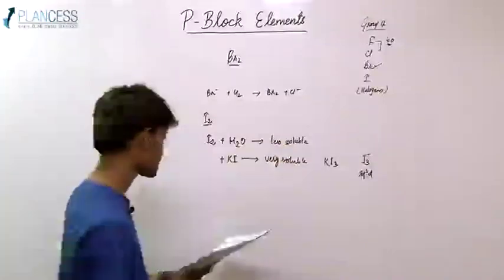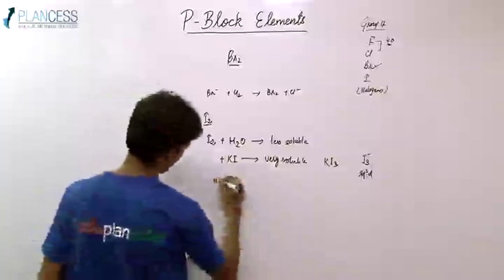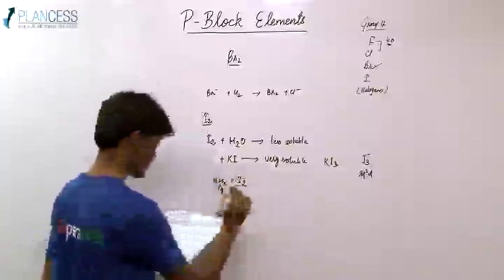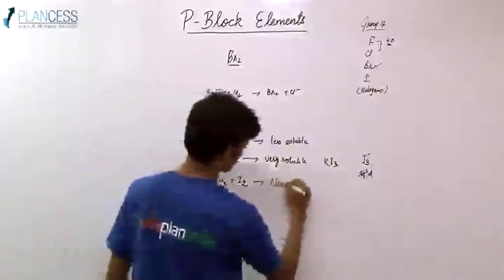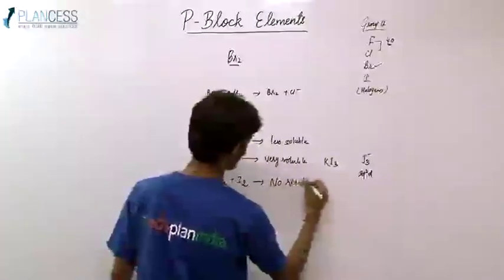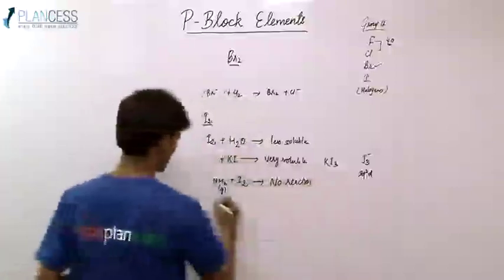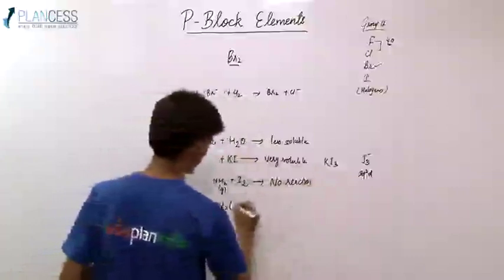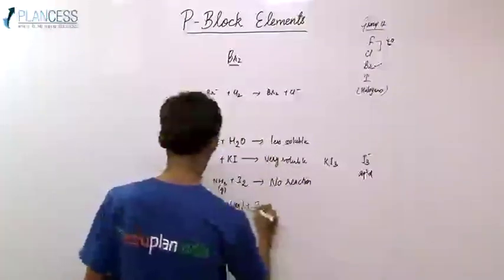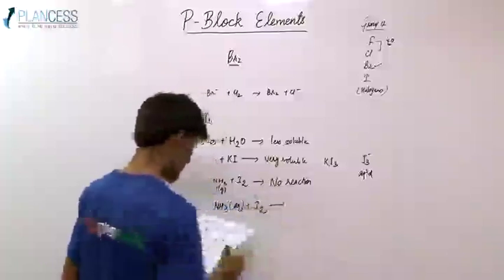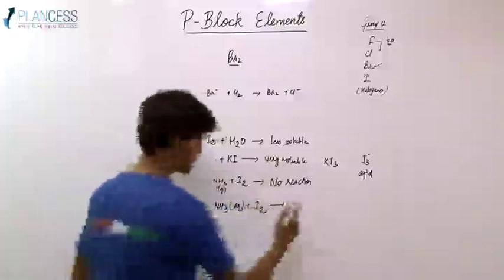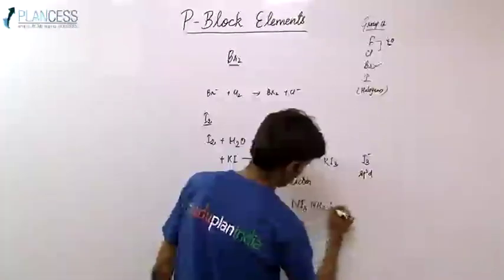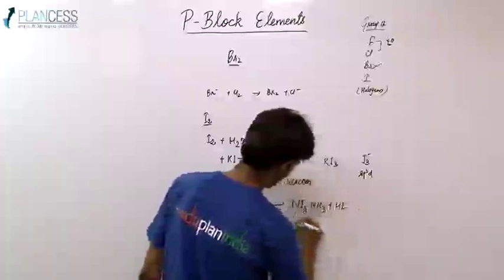When NH3 in gaseous state reacts with iodine, no reaction takes place. However, if an aqueous solution of NH3, that is NH4OH, is reacted with iodine, then it forms an explosive compound NI3.NH3 plus HI. This is a very explosive compound.